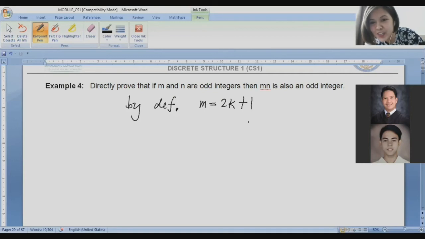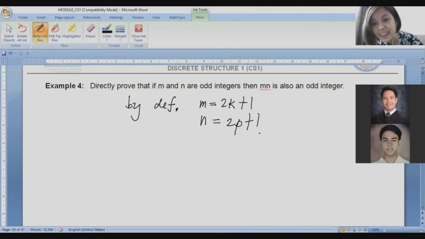Di ba yan ang definition ng odd? Laging 2K plus 1. Pag even, 2K. Assuming, dalawa yung odd integer. So, meron ka pang isang letter. N is equal to, syempre, hindi ko na pwedeng gamitin si K. Nagamit ko na si K. Ano ba kasunod ni K? P naman. So, 2P plus 1. Ayan. So, meron ka ng M is equal to 2K plus 1, saka N is equal to 2P plus 1.